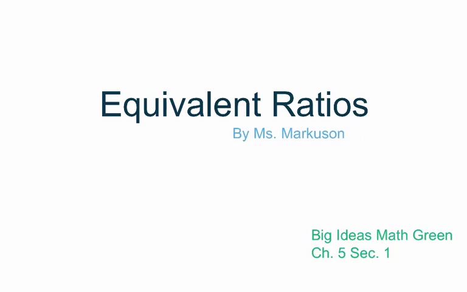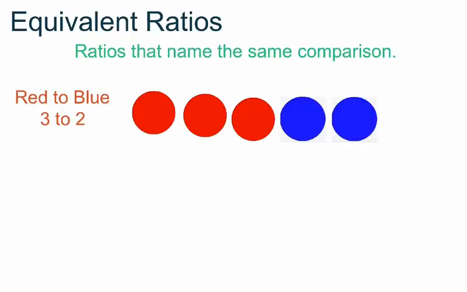All right, everybody, today's lesson is going to be on equivalent ratios. This comes from the Big Ideas Math Green textbook, Chapter 5, Section 1. The definition of equivalent ratios is that they are ratios that name the same comparison. So I'm going to try to really help you make sense of that today.